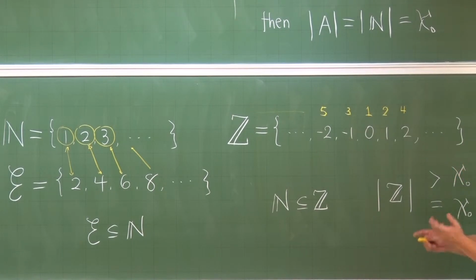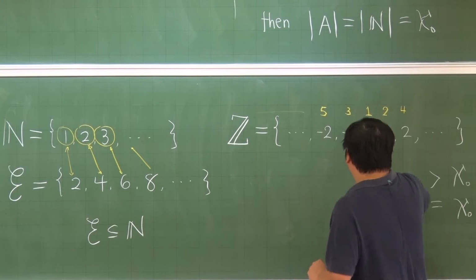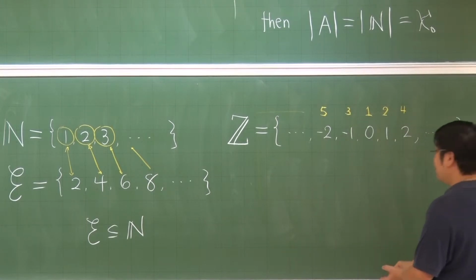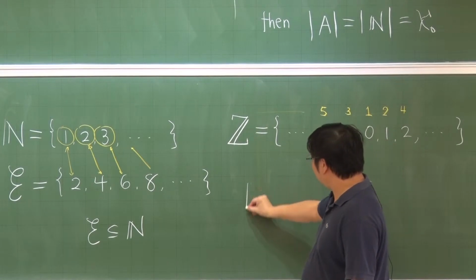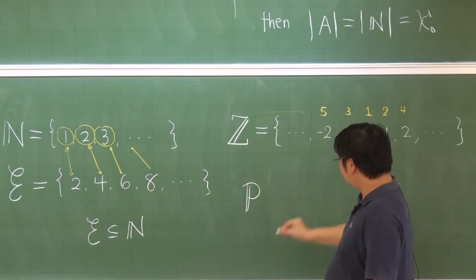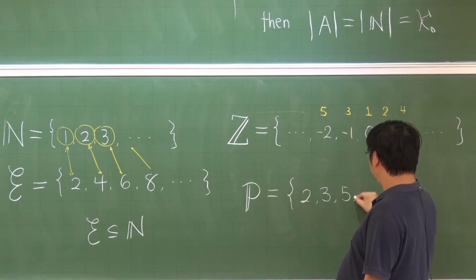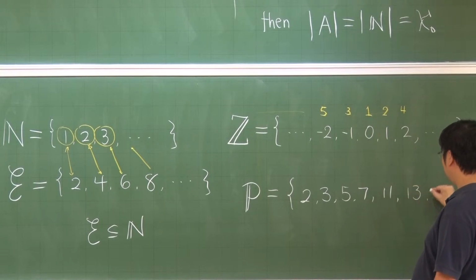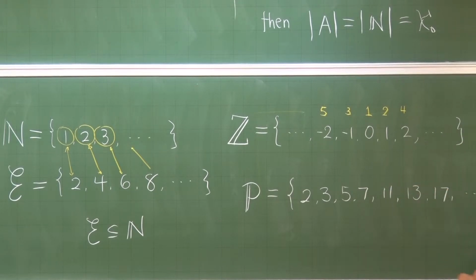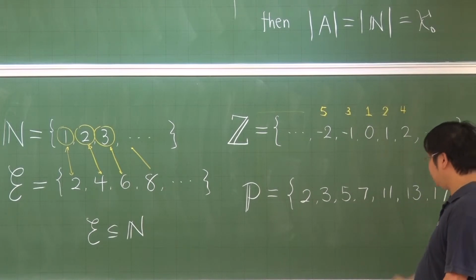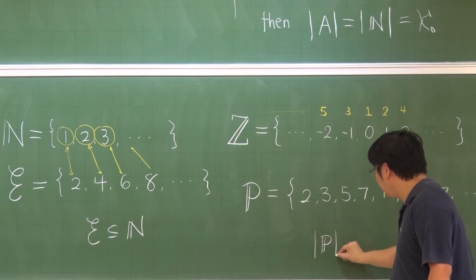One more. Let's define a set called P, the prime numbers. The prime numbers are 2, 3, 5, 7, 11, 13, 17, and so on. We have shown earlier that the set of prime numbers is infinite, so the size of P is infinite.